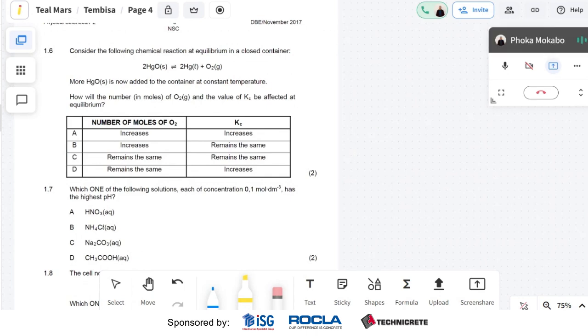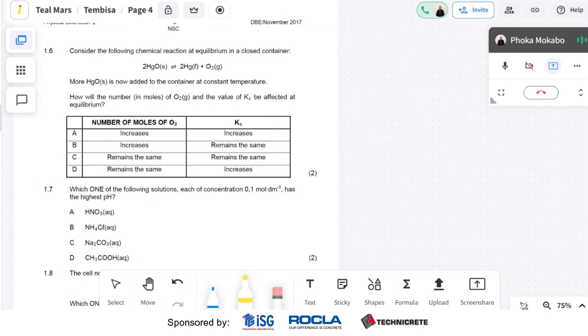Then they say more HgO is added to the container at constant temperature. Then, how will the number of moles of oxygen gas, as well as the equilibrium constant, Kc, be affected at equilibrium? The Kc value, as well as the moles of oxygen gas. And by the looks of things, your two options for the number of moles is it either increases or remains the same, and your Kc either increases or remains the same as well.